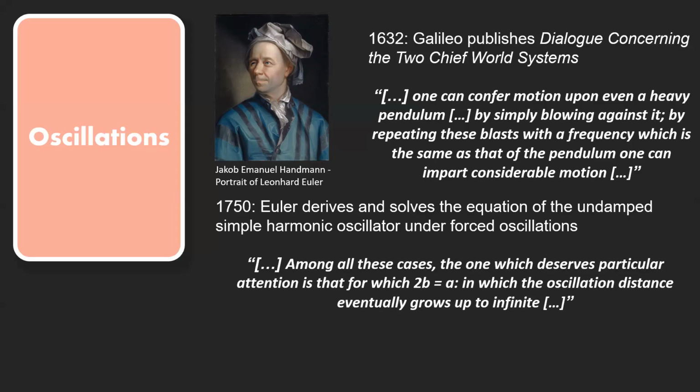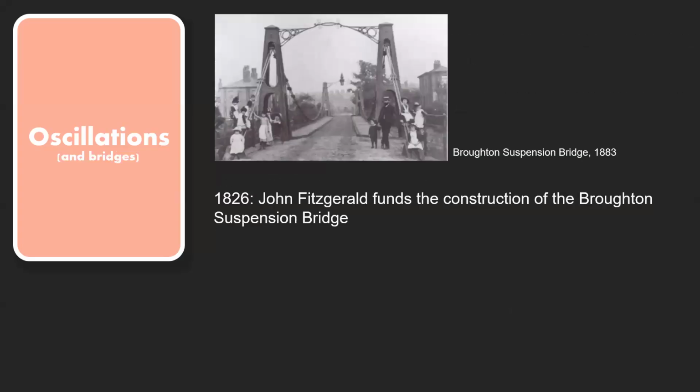Now, 2b equals a in this context is referring to the frequency of our forced oscillations and the natural frequency of the pendulum. So if they match, the oscillation distance of the pendulum will eventually grow to be infinite. So how does this relate to bridges?